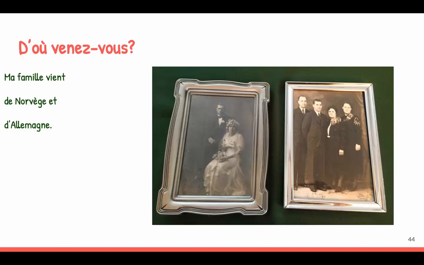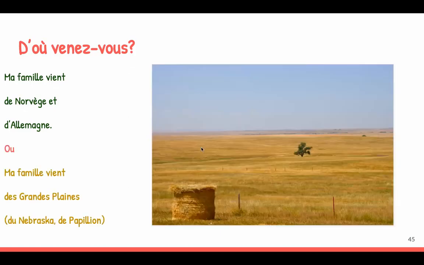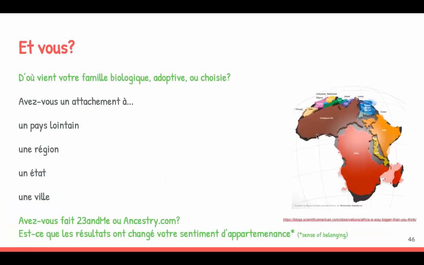Coming back to this idea of place and home, we also talked about places and home that students identified with. So I shared where is your family from? I shared 2 photos from both of my sets of family, and they're from Norway and Germany originally. My family's from the Great Plains, from Nebraska, from the city of Papillion. So if you wanted to get more specific, you could talk about that.